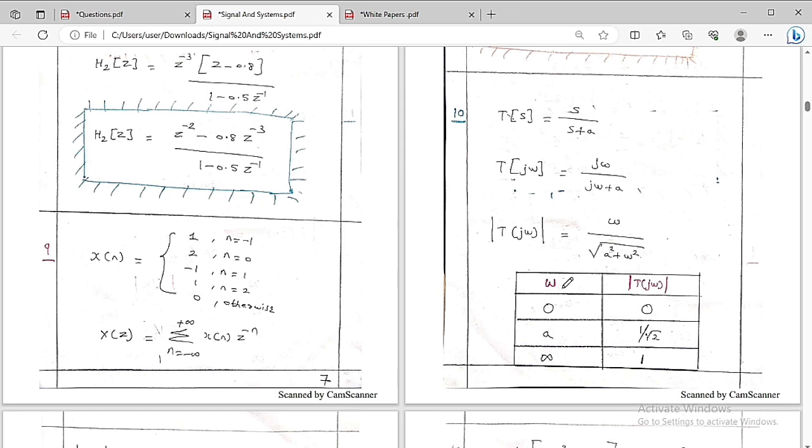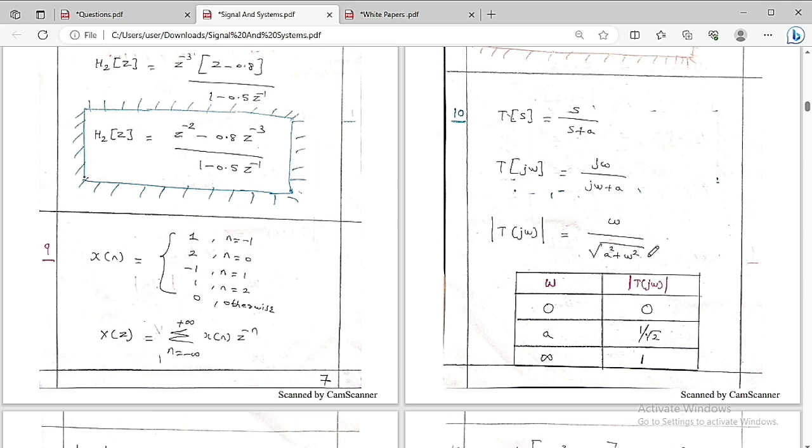For different values of omega, I want to see what the magnitude of the transfer function is. For omega is equal to 0, we get 0 by a, which is equal to 0. If we substitute omega is equal to a, we get a by under root of a square plus a square, which is a by root of 2a square, means a by root 2 into a. The a cancels, and we get 1 by root 2.